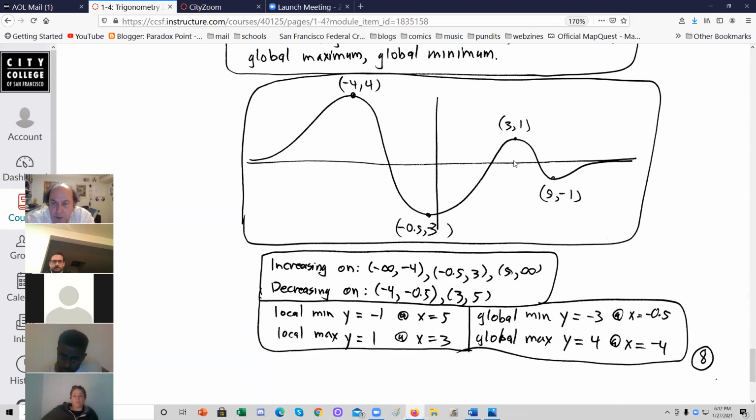The local minimum, well, is here. Local minimum is -1 at x equals 5. The local maximum is here. Local maximum y equals 1 at x equals 3. The global minimum is here. The global minimum is -3 at x equals -1.5 and 0.5. The global maximum is here, where y equals 4 at x equals -4.